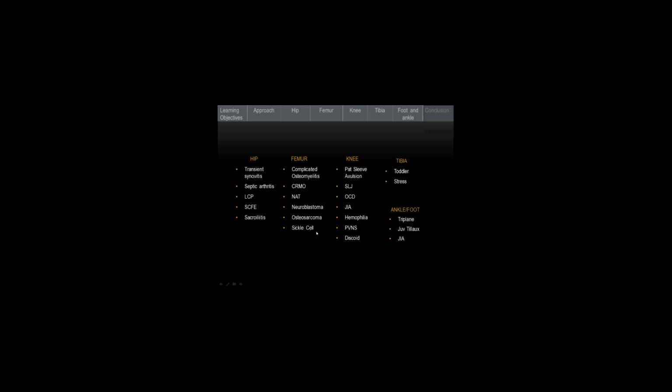We used the femur as an example of complicated osteomyelitis, non-accidental trauma, or child abuse. We also talked about some cases of tumors such as osteosarcoma. Neuroblastoma can be metastatic to the femur or other bones as well. We talked about sickle cell disease. We talked about some types of trauma which are specific to children, such as patellar sleeve avulsion, toddler fractures, and triplane fractures and juvenile Tillaux. And of course, we mentioned juvenile idiopathic arthritis.